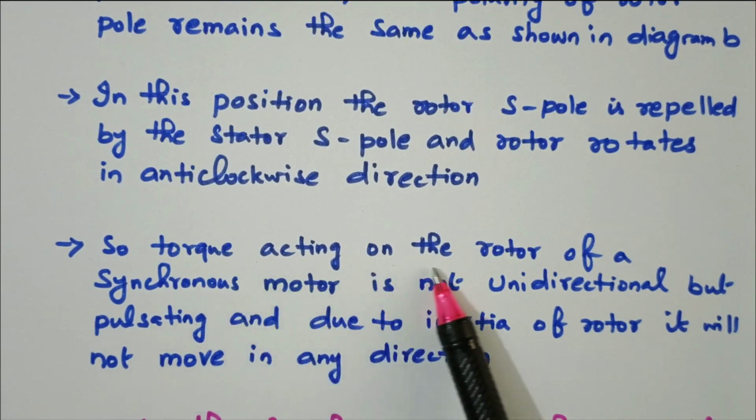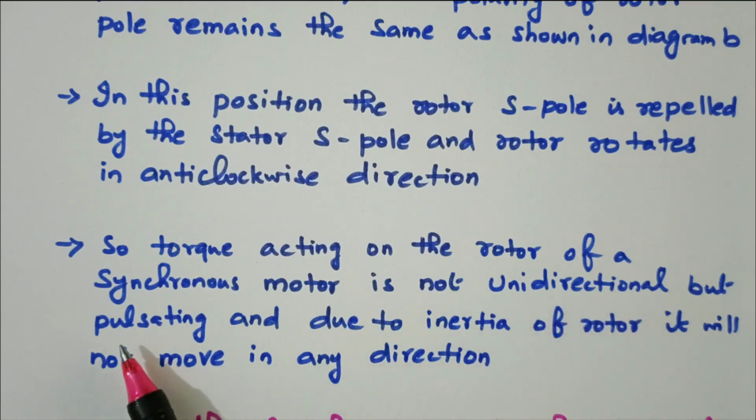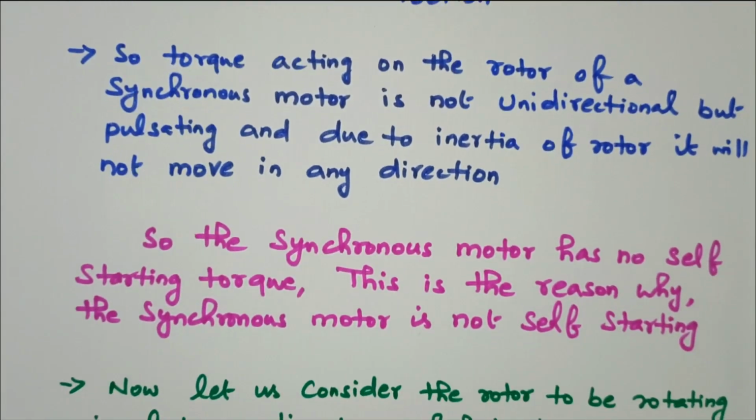The torque acting on the rotor of a synchronous motor is not unidirectional but pulsating, so due to the inertia of the rotor, it will not move in any direction. Initially it rotates in the clockwise direction because of the attraction principle. After some time, due to the polarity change in the stator, a repulsion takes place and it will start to rotate in the anti-clockwise direction. But due to the moment of inertia, it will not rotate. So for that we go for an external arrangement.